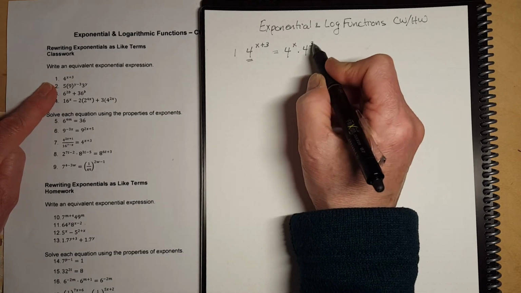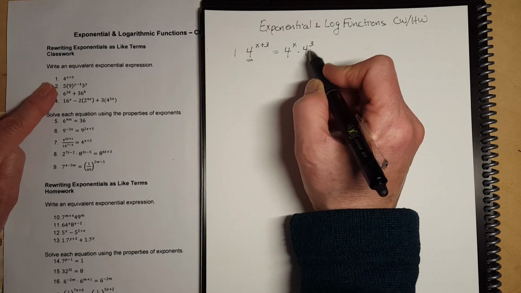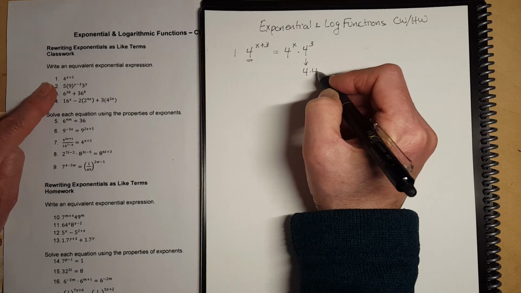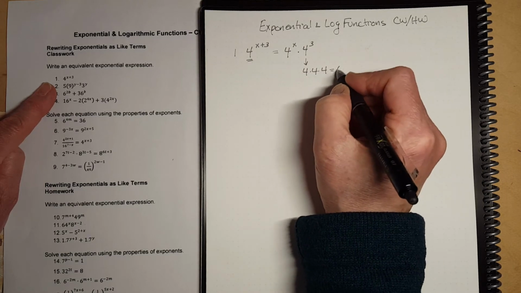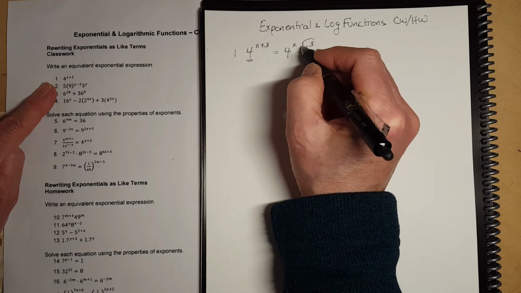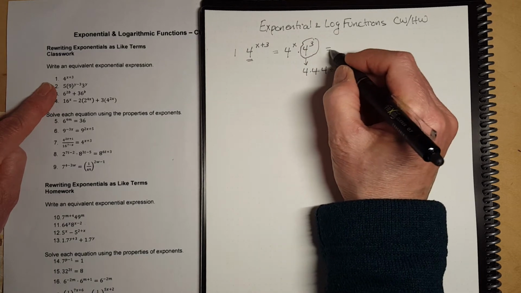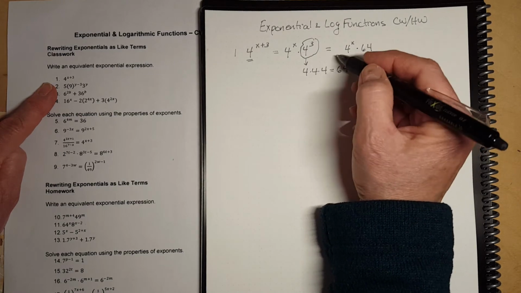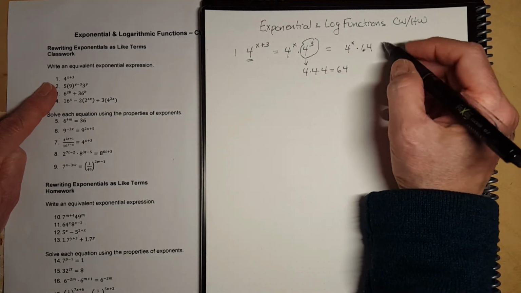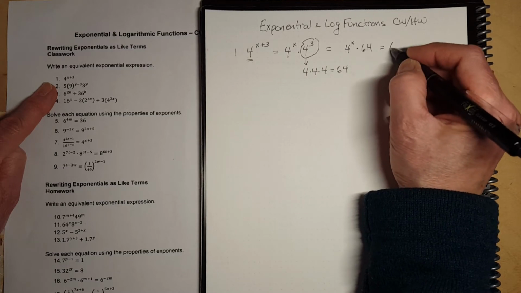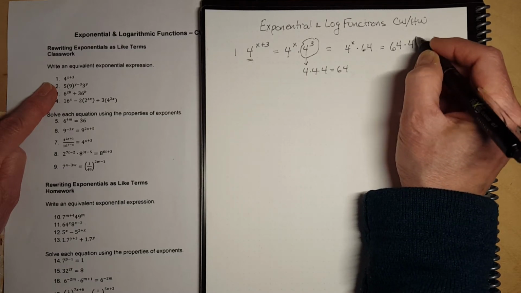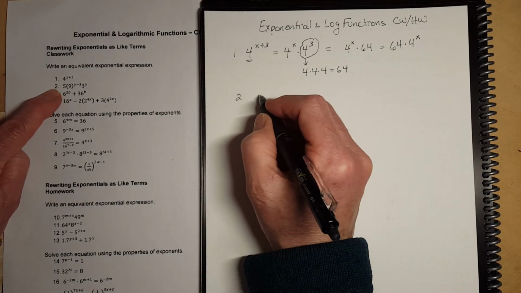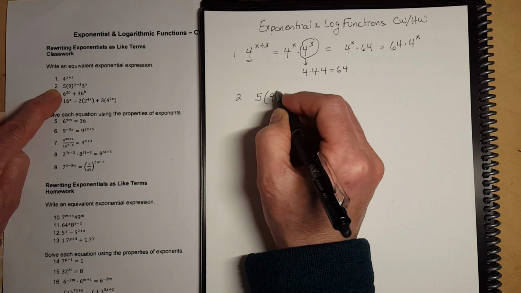Anytime you have a base raised to an exponent and the exponent and the base are both numbers, not variables, that's a number. This is the same as 4 times 4 times 4, which is equal to 64. So this becomes 4 to the x times 64, but we always put the number in front of the base with the exponent, the variable part, so this equals 64 times 4 raised to the x.